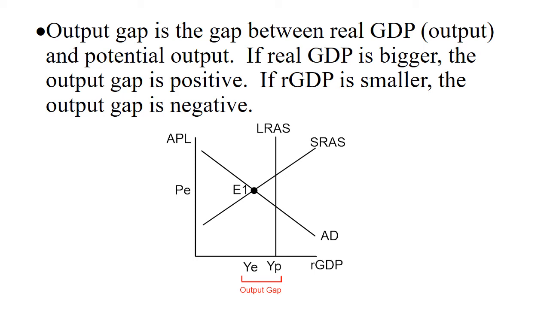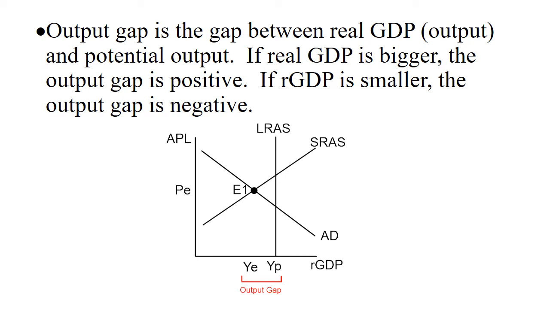Since the Taylor Rule is looking at the inflation rate and the output gap, I wanted us to review what the output gap is, how we measure it, and where we find it on these models. Output gap is the gap between our real GDP, our current output, and our potential output.